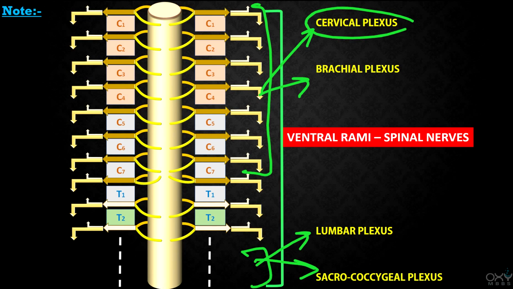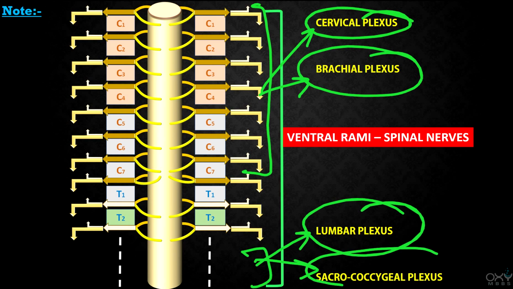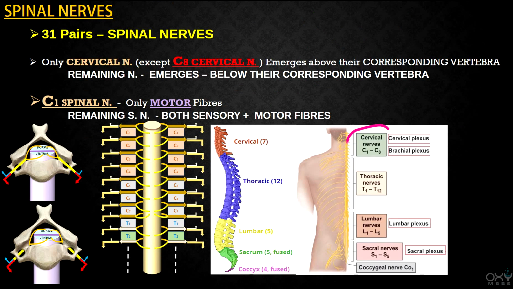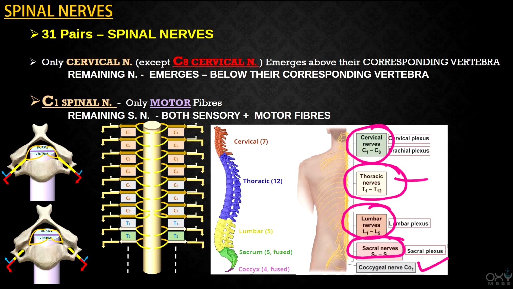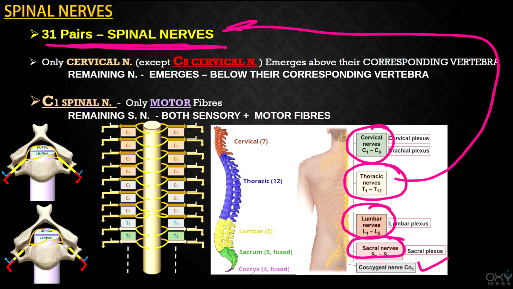Now friends, what are these plexuses? We will learn these in detail in our upcoming videos. So please don't worry. So friends, a total of 8 pairs of cervical nerves are present, 12 pairs of thoracic nerves, 5 pairs of lumbar nerves, 5 pairs of sacral nerves and 1 pair of coccygeal nerve. They together form 31 pairs of spinal nerves. So how many pairs of spinal nerves are present in our body? These are 31 pairs of spinal nerves.